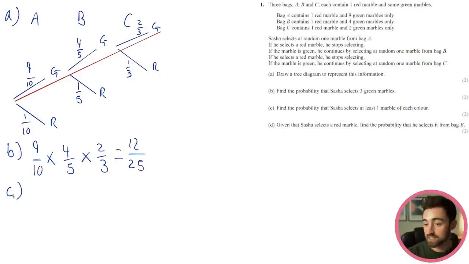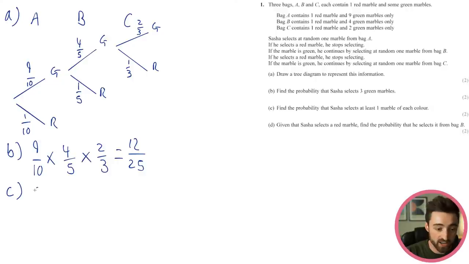Fantastic. So, part C, what do we have? Find the probability that Sasha selects at least one marble of each color. Okay, so again, think of the different routes down this tree diagram that would lead me to what I want. At least one of each color. If I get a red from bag A, I get a red, but then I stop. So I'm not going to get any greens. That's not enough because I need one of each. If I get a green and then a green and then a green, again, I've only had green and I need one of each. So there are only a couple of ways I can actually get this.